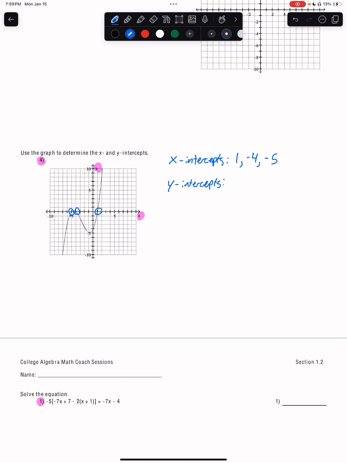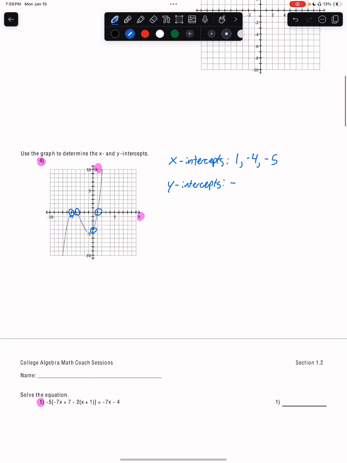And then for the y, just looking at the graph, it crosses the y-axis at that -4 down there. So that's all you do. You would just look for when it's crossing the x and y axes and just draw it out so that it intercepts where we showed for the x or for the y.